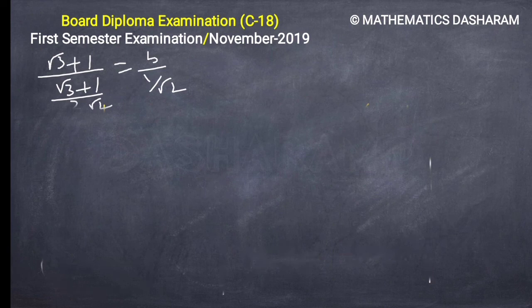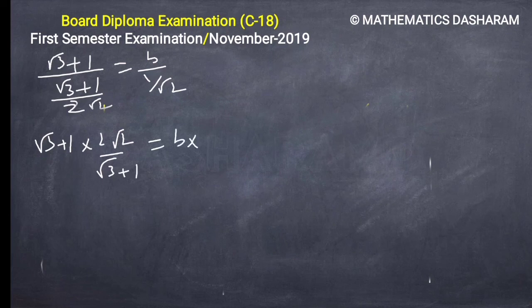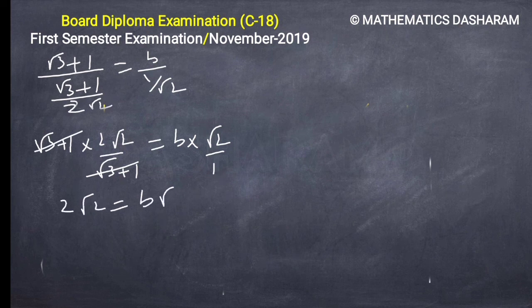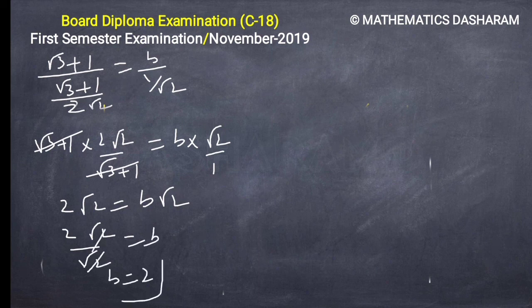So now, root 3 plus 1 into 2 root 2 divided by root 3 plus 1, it is equal to b into root 2 by 1. Root 3 plus 1 cancel. 2 into root 2 equals b root 2. So 2 root 2 divided by root 2 equals b. So then b equals 2.